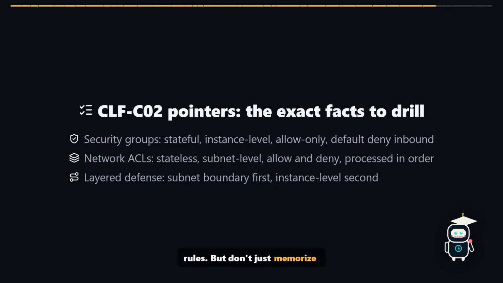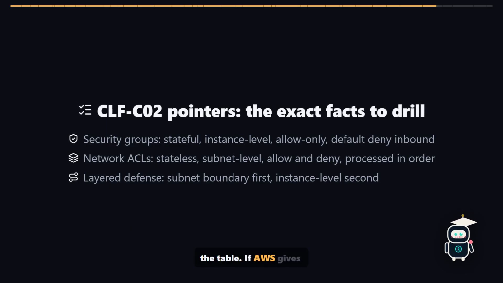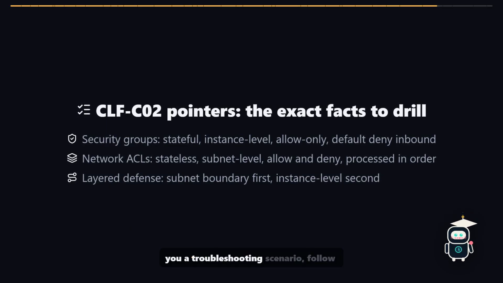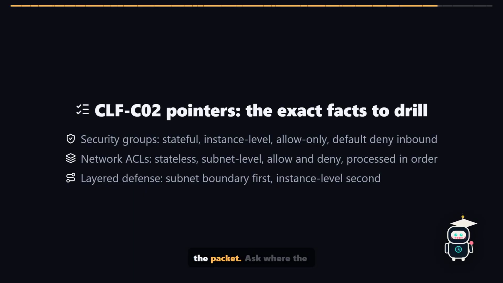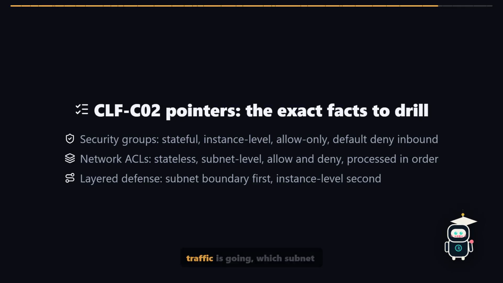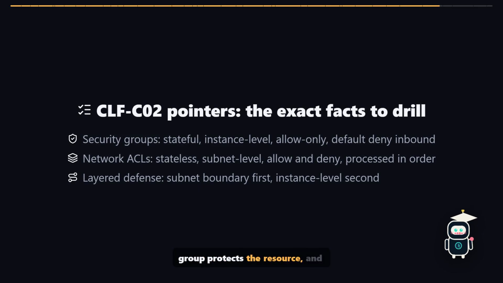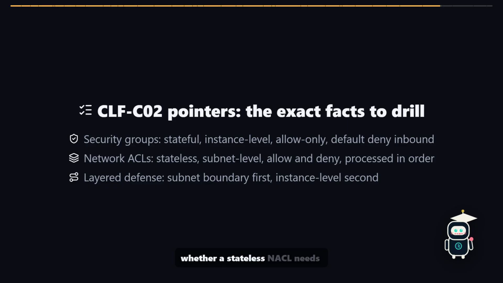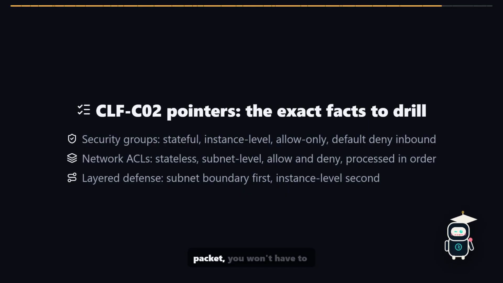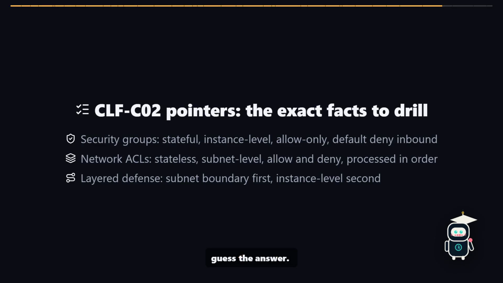But don't just memorize the table. If AWS gives you a troubleshooting scenario, follow the packet. Ask where the traffic is going, which subnet boundary it crosses, which security group protects the resource, and whether a stateless NACL needs a separate return path rule. If you can reason through the packet, you won't have to guess the answer.